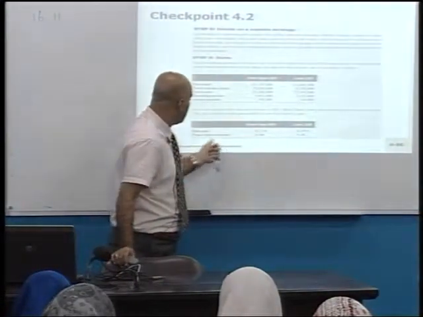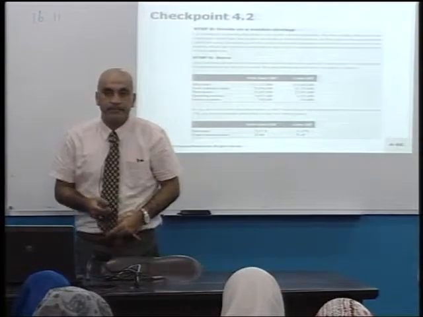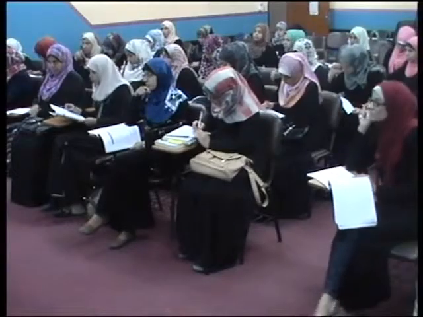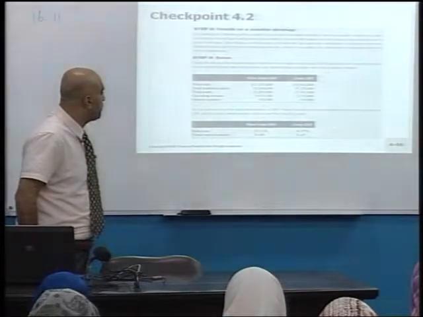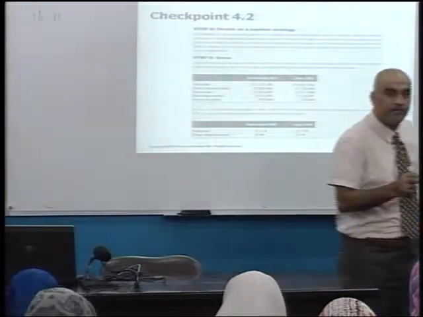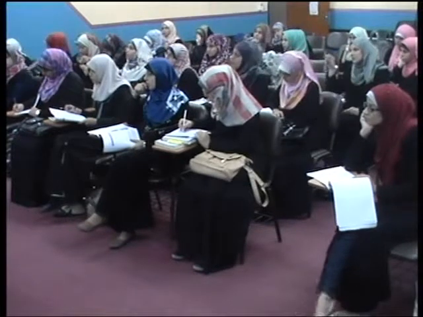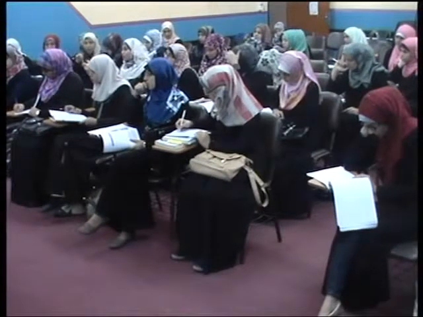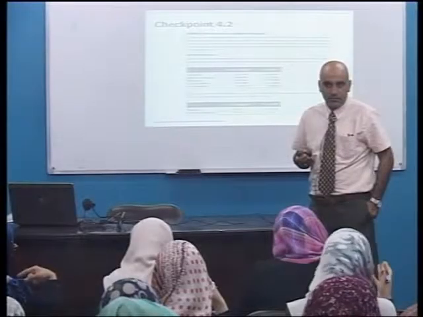What does it mean, the 24 for Home Depot and 33 for Lowe's? The times interest earned, and which is preferable? 33. Okay, what does 33 mean here? How much interest from my income I pay for the loans, the interest from the loans. Say it again. How much interest? How many times? Turnover.